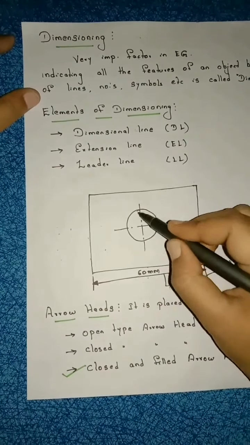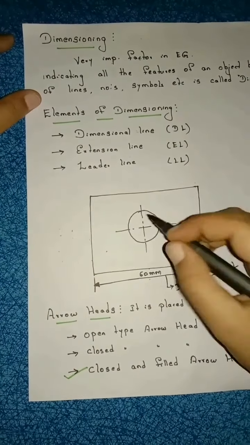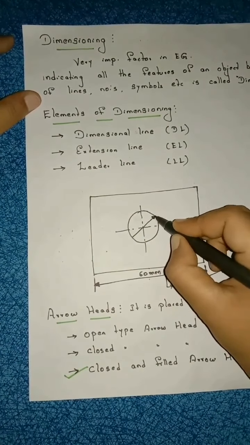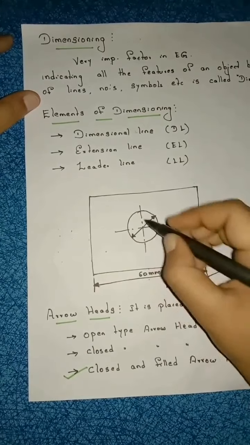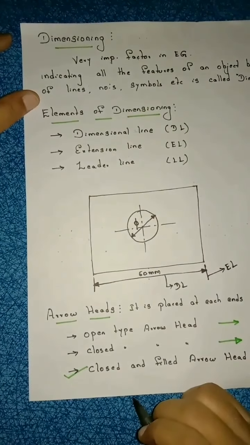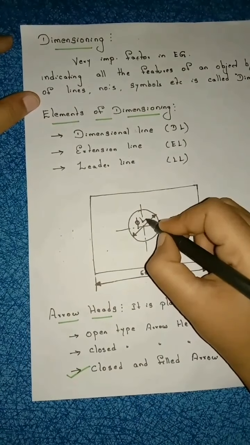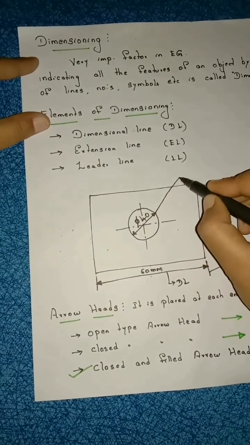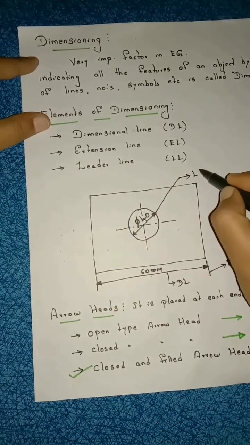Now, what is this leader line? Now I have to mark the circle diameter also. Suppose I am going to mark the circle diameter. The symbol phi represents diameter, and I am writing here 40. I am extending this one. This is nothing but the leader line.